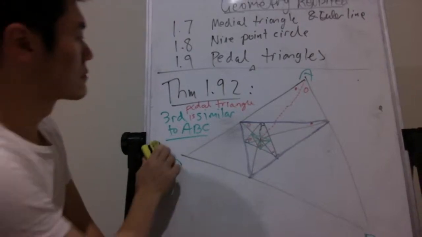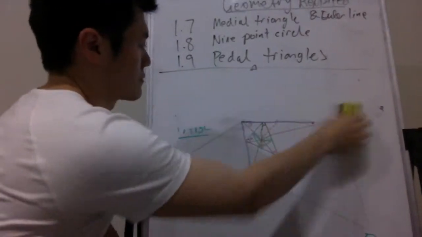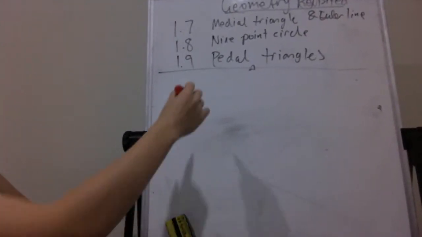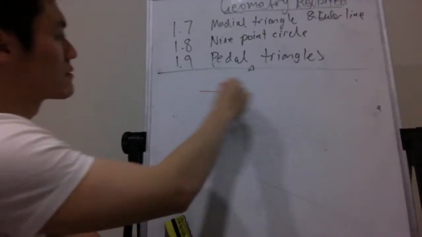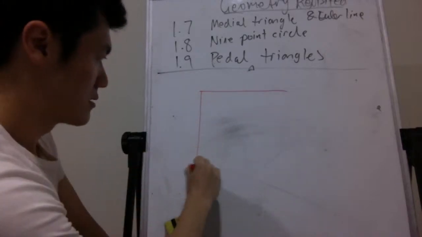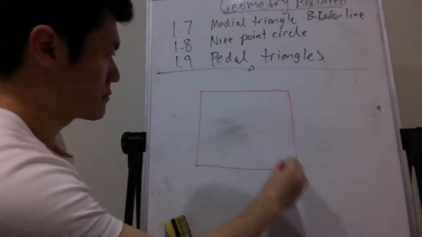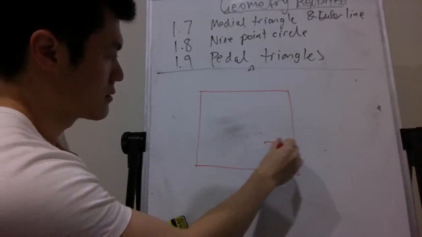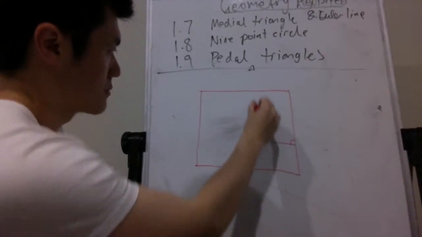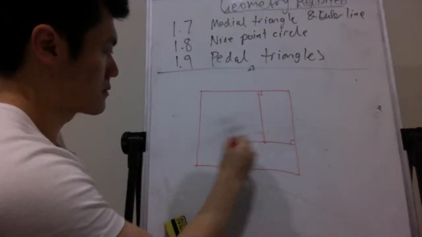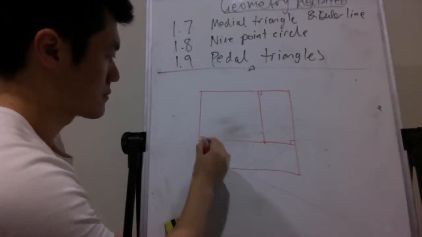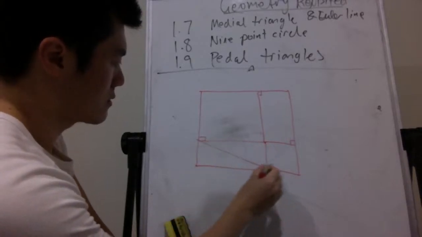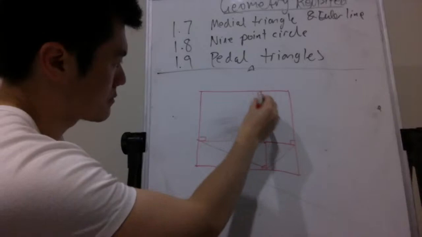Maybe we can try it. This is not a proof, this is literally a sketch. Start with a square. It's really easy to draw the first one, but it's going to get real weird.